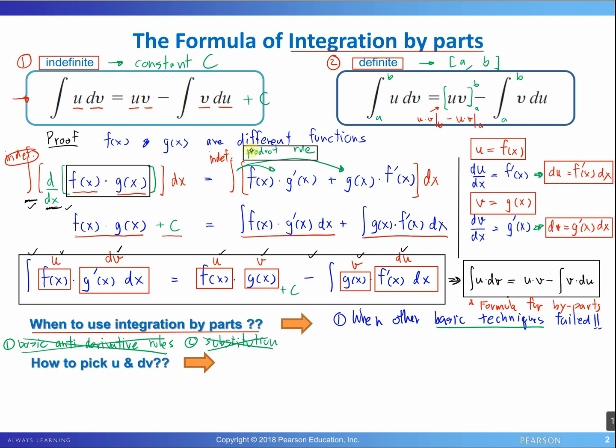And now the second guideline. You may try using by parts when you see this pattern inside your integral. This one. A product between two functions inside your integral. So let's make a note down here that we may try using by parts when it's an integral with a product of two distinct or different functions.